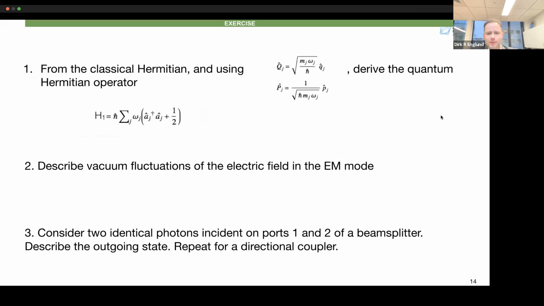So at this point, that's essentially what I wanted to get to, insofar as how does the quantization actually work for the optical field, and how does that set us up for tracking quantum optical fields on photonic circuits and so on.